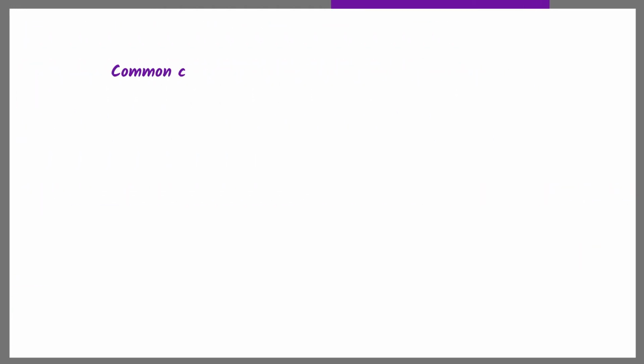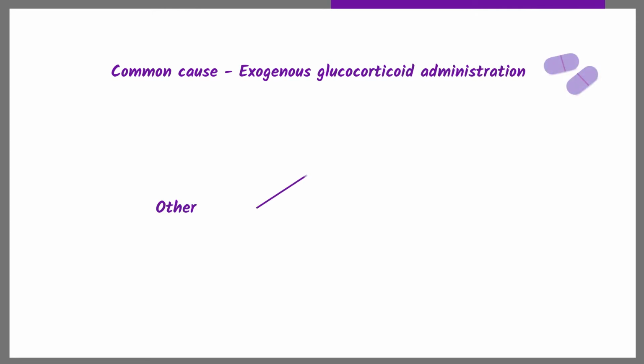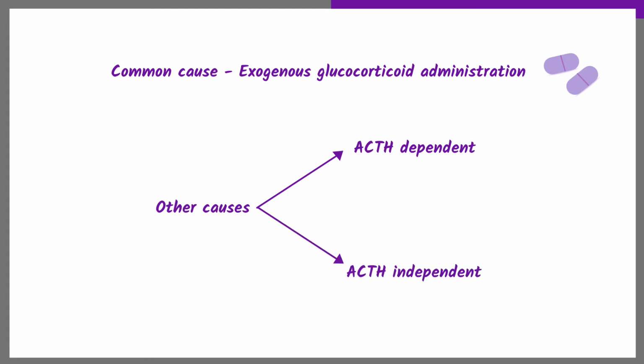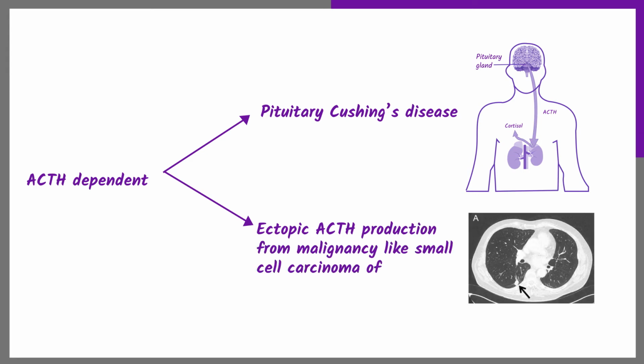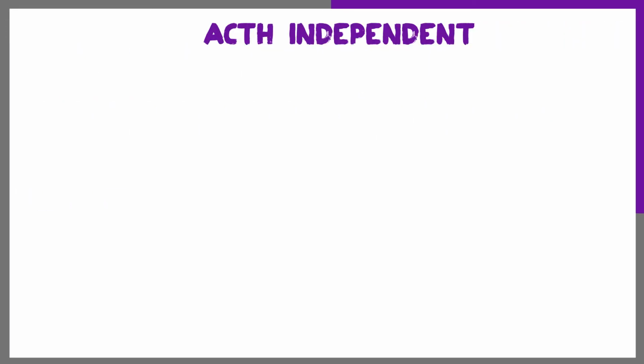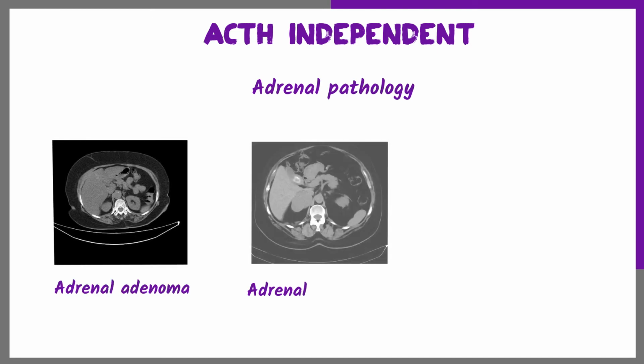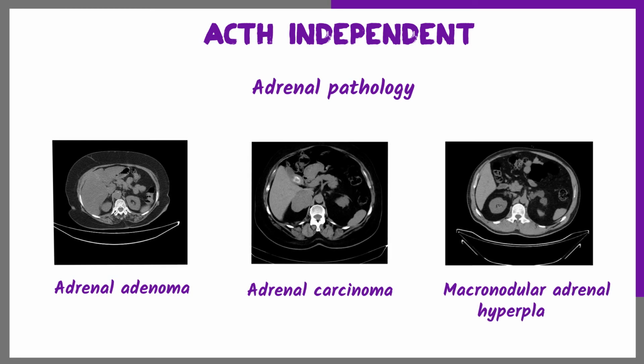The most common cause of Cushing syndrome is exogenous glucocorticoid administration. Other causes are divided into ACTH dependent and independent causes. ACTH dependent is either a pituitary Cushing's disease or an ectopic ACTH production from a malignancy like a small cell carcinoma of lung. ACTH independent Cushing's is usually due to an adrenal pathology like adrenal adenoma, carcinoma or macronodular adrenal hyperplasia.